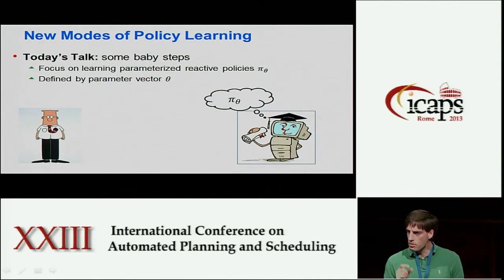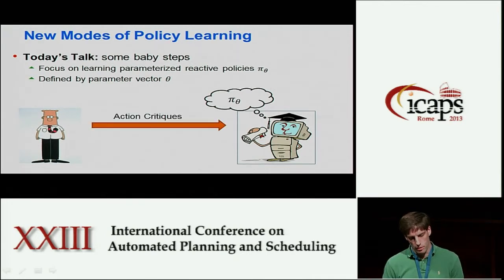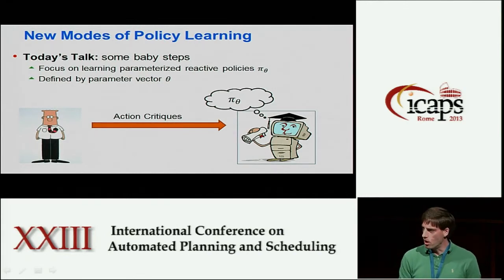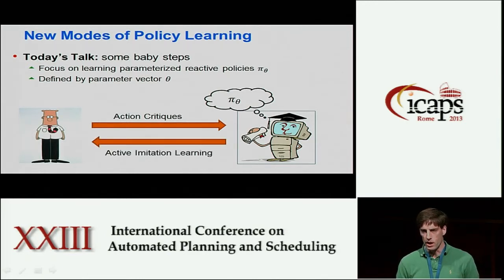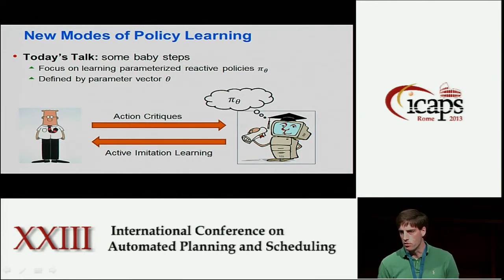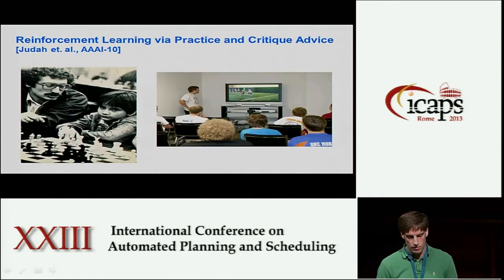And so I'm going to talk about two different channels that we've investigated, very simple ones, that go a little bit beyond the standard paradigms I've shown. The first one is going to be what we call action critiques. The second one is going to go in the other direction, and it's going to allow the computer to ask very simple questions about this behavior that we want to teach it. We'll call that active imitation learning. So I'm going to get right into the first one, action critiques.